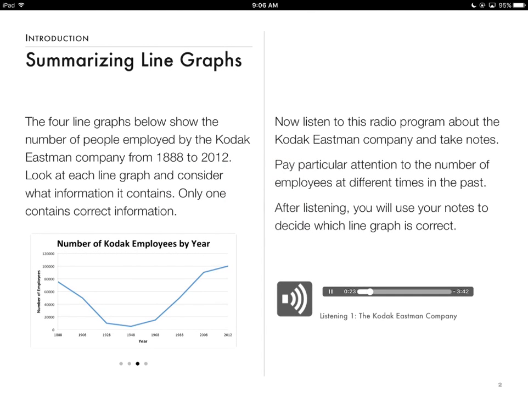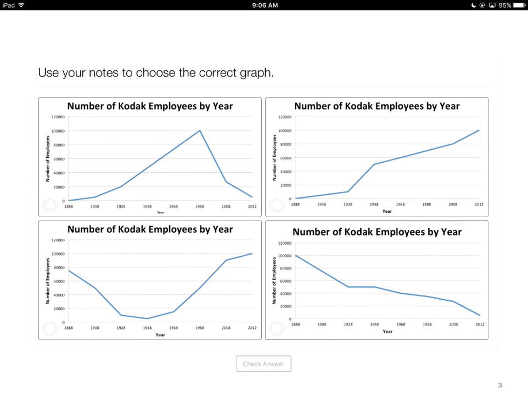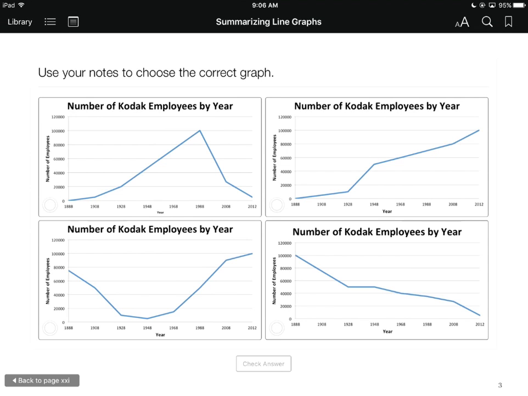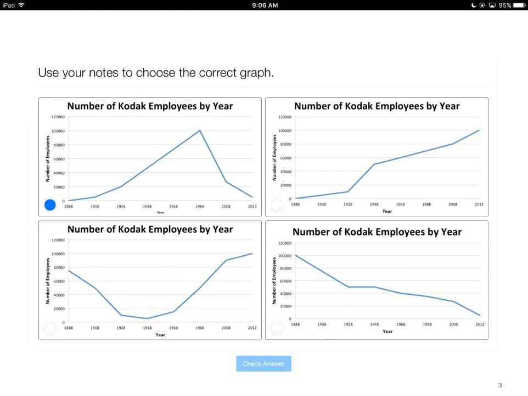So it shows that the audio is actually embedded in the book, and then the students use their notes to choose which graph they feel is correct. Once they choose the one they feel is correct, they can check their own answer, so it's machine graded, and if it's not right, they can try again.